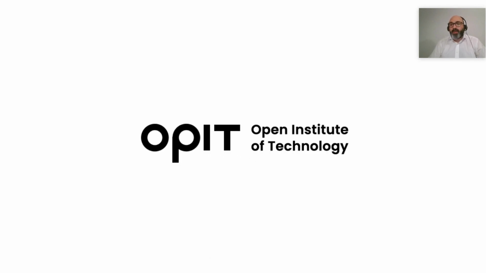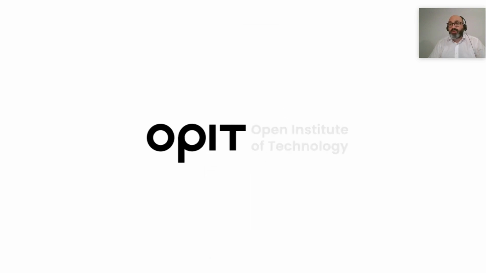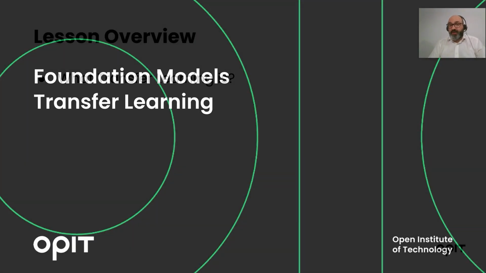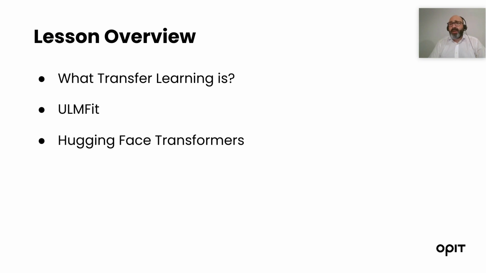In one of the first lectures, we said that there were two main advancements that made transformers very popular. One was the attention mechanism, which we saw in the previous lecture. Today, we will delve into transfer learning. We will see what transfer learning is. We will see one of the most popular frameworks for transfer learning, named ULMFiT. And we will start having a look at one of the most popular libraries that are allowing transformers to become so popular, which is the Hugging Face Transformers library.